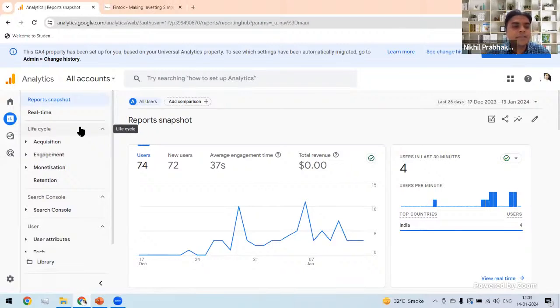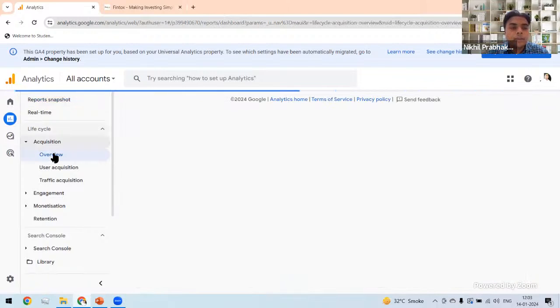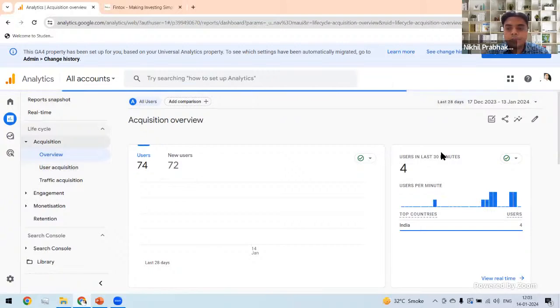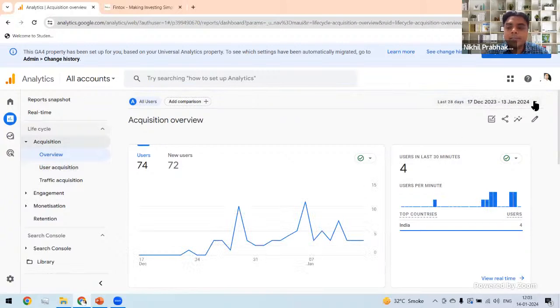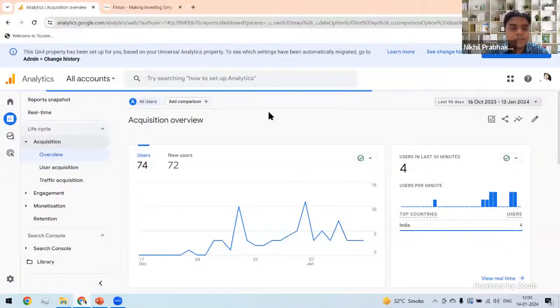So the structure is very simple. How are we acquiring customers? What are they doing on the website? Are we able to monetize or not? So let's look at this acquisition report first. We will look at overview and we will select a time period. By default, it is last 28 days. Let's say we make it last 90 days. In the last 90 days, let's see what has happened.